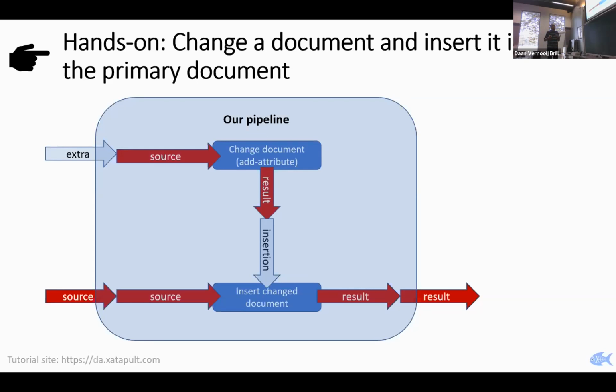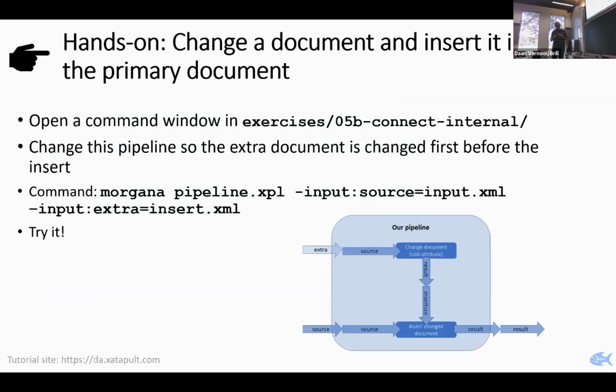So how is this going to work? What I want you to do is open the 05B. As you can see, because the numbering I added it at the last moment. Connect internal, and try to change this pipeline so it actually does this. And it's not easy. See if you can do this.